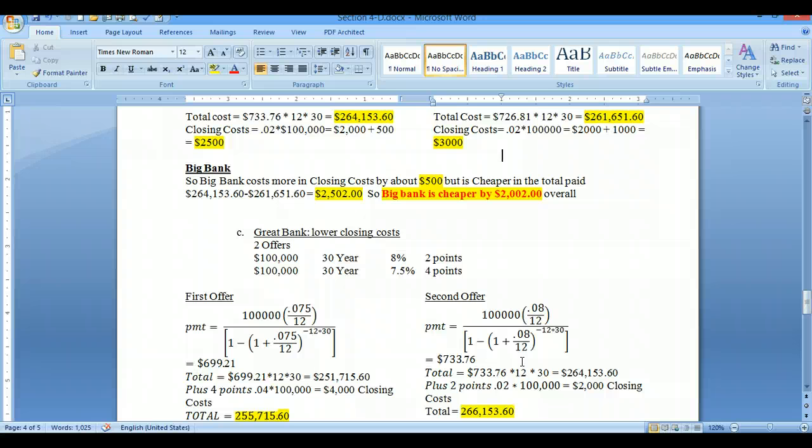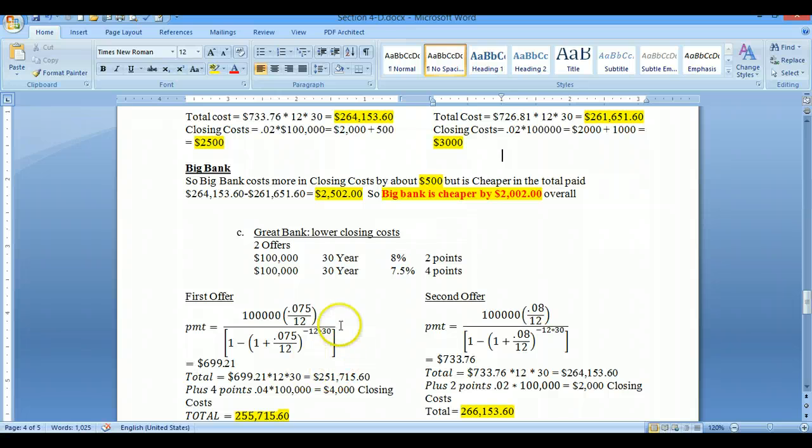Let's go into another offer. This is just Great Bank and it has two different offers for closing costs. The first offer is for a $100,000 loan, 30 years with a fixed APR of 8%, and it has 2 points. The other offer is another $100,000 loan, a 30-year fixed APR of 7.5%, but in this case it's 4 points for the closing cost. So let's compare these. It's very similar to the previous problem.